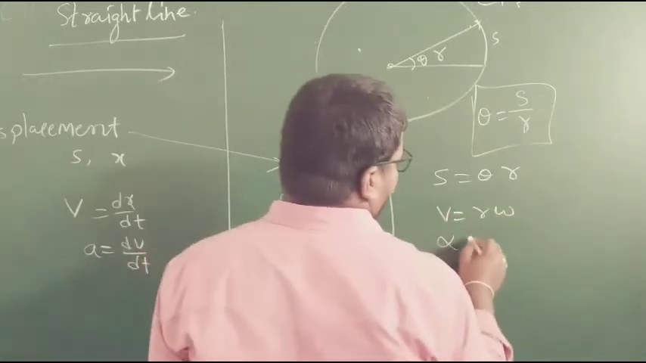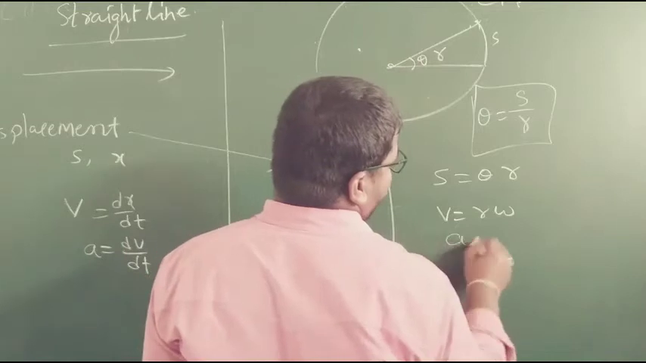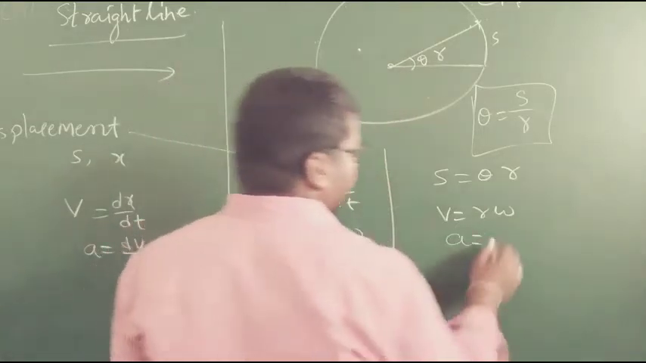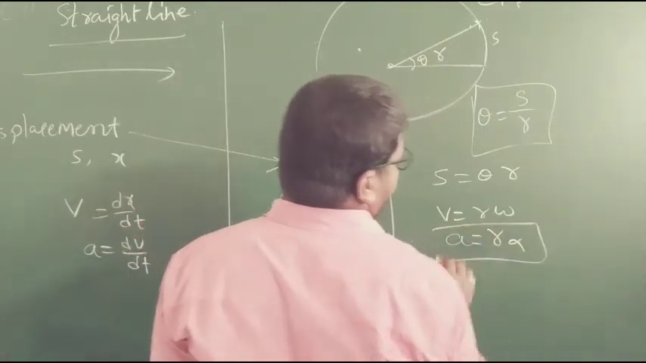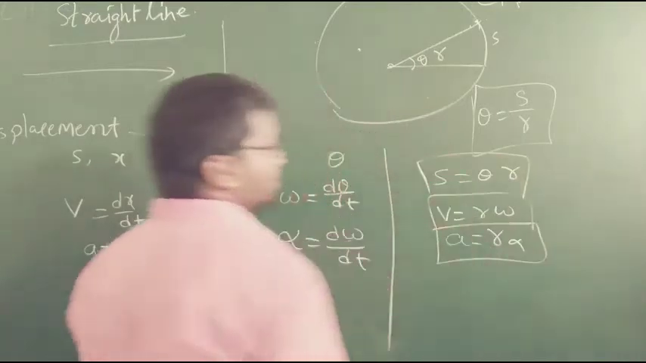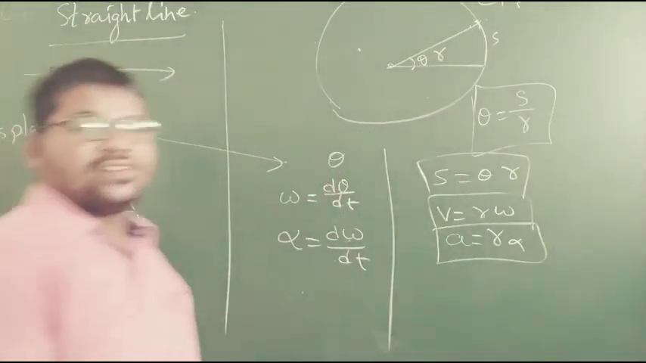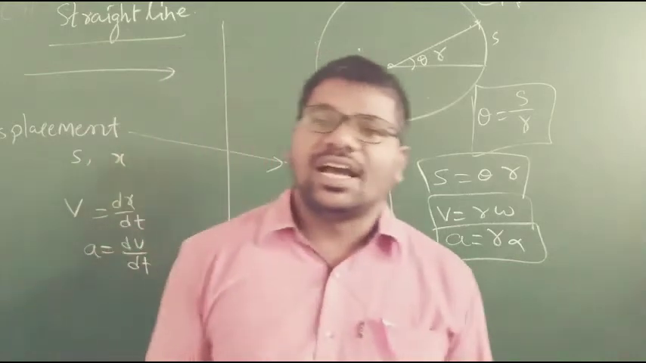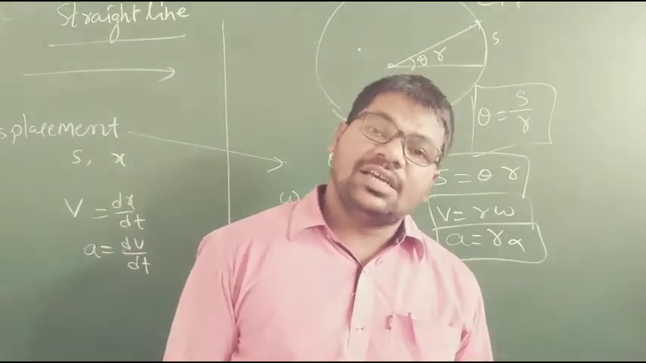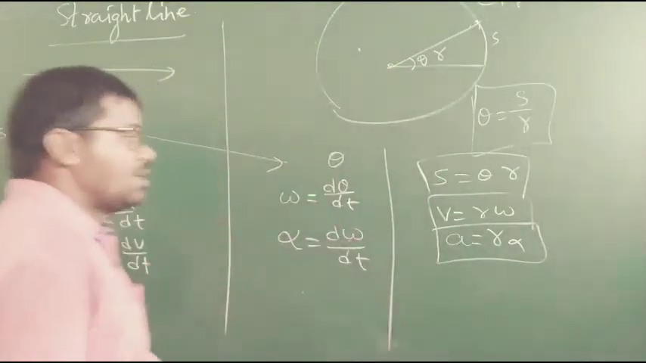a is equal to R alpha. These are the relations between angular variables and linear variables. Okay, understand.